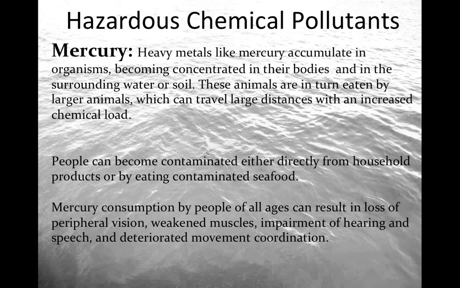This can be very bad because we can end up with animals that have an increased chemical load of this mercury. And people can be contaminated with mercury as well. It can happen from household products or from contaminated groundwater, but it can also happen by eating seafood that is contaminated with mercury. Mercury consumption is very bad for people. It can result in vision loss, muscle impairment, deafness, and speech impairment, and also deterioration of movement and coordination, which happens when you have weakened muscles and poor vision.